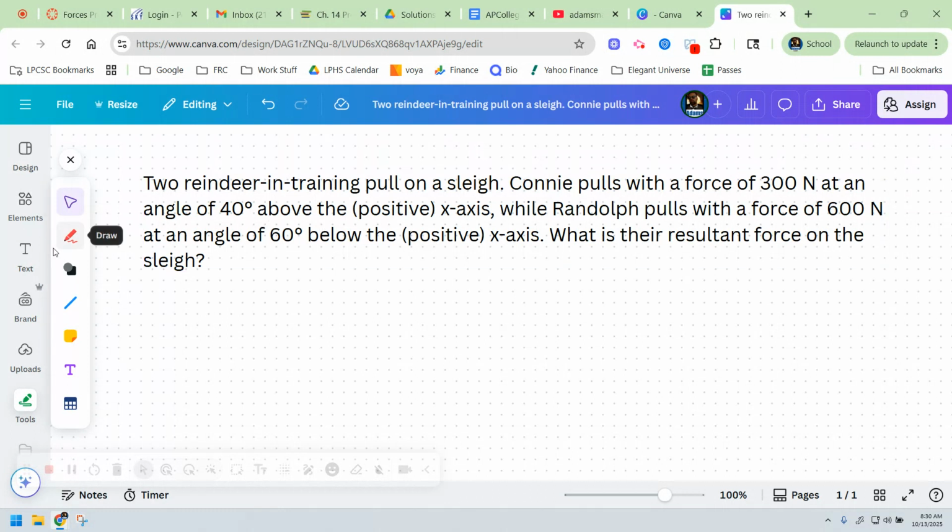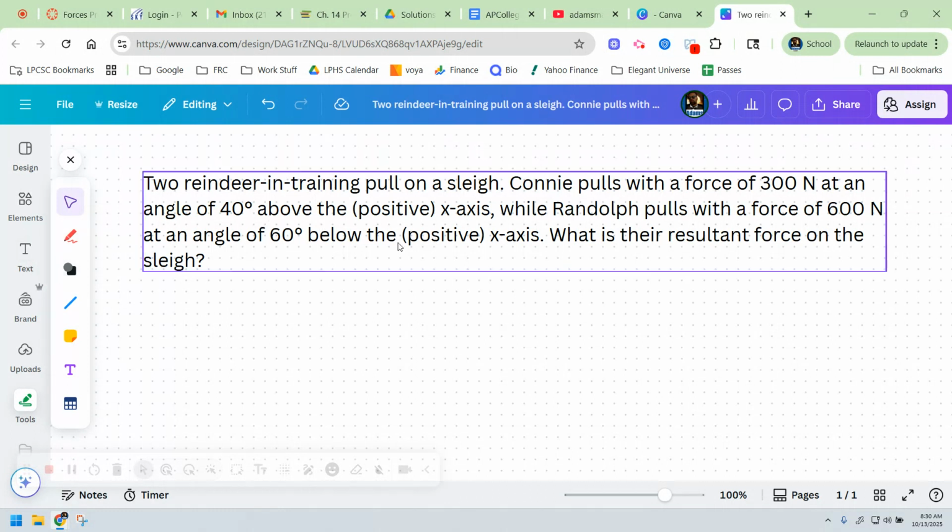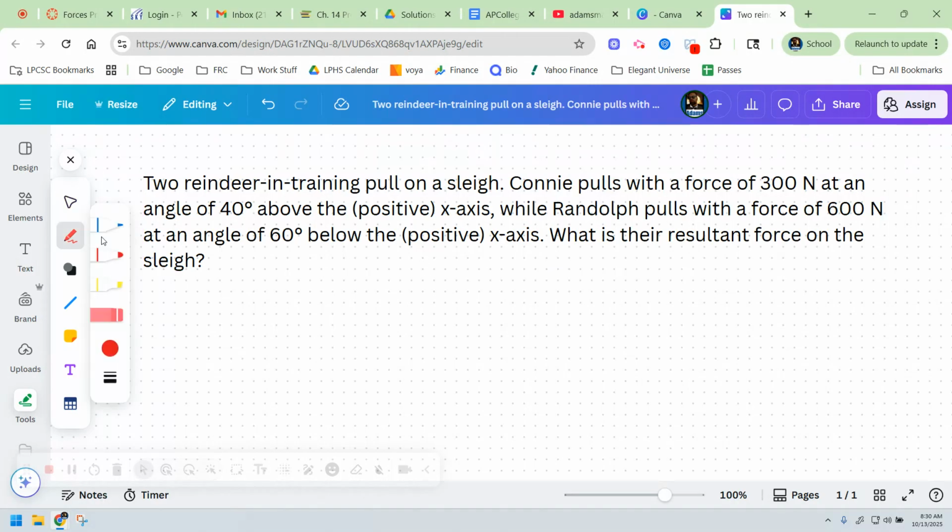So there's some things that we've got to think about. You have to read this carefully, so let me draw the sleigh. So here's a sleigh.